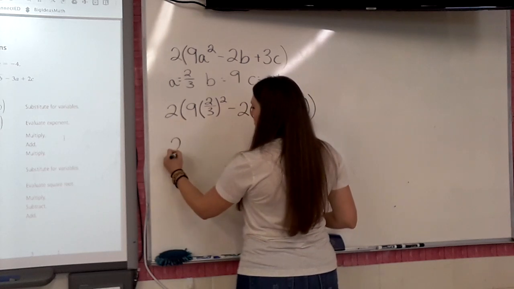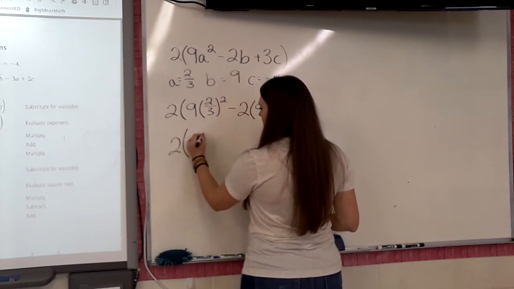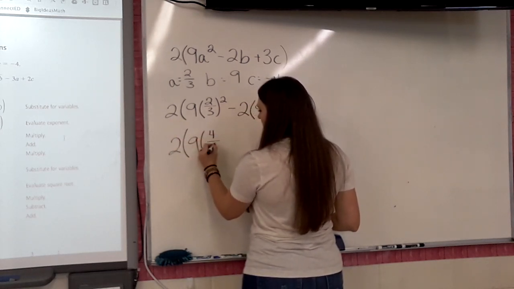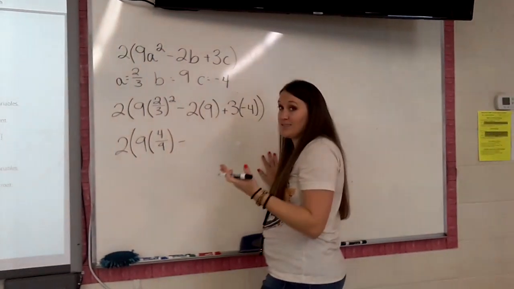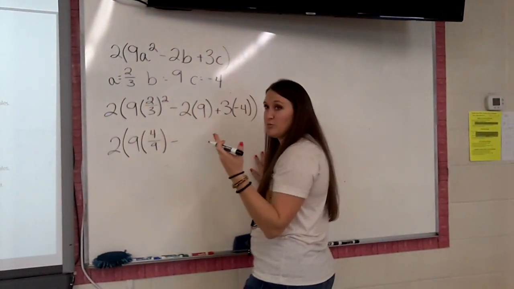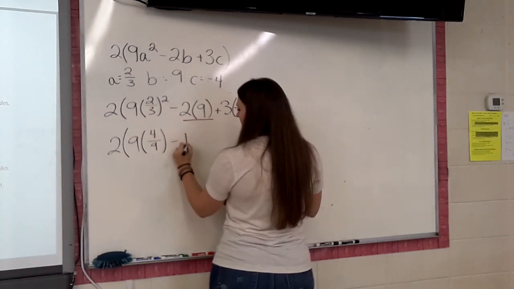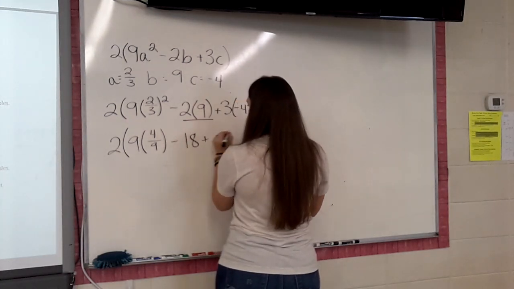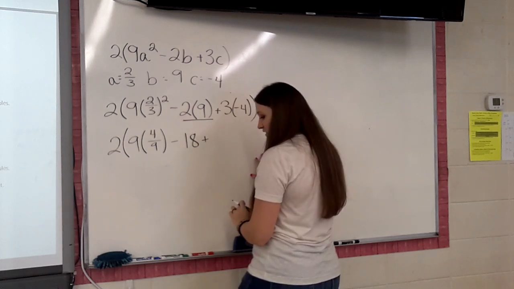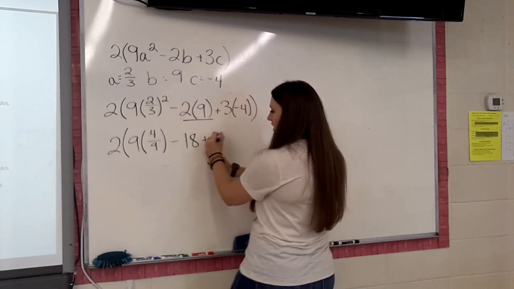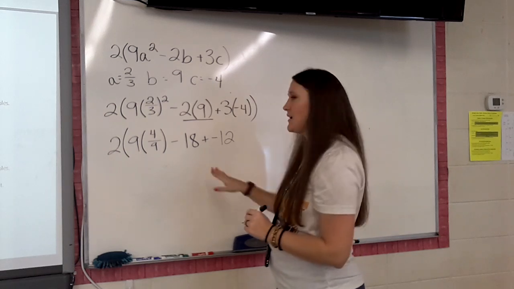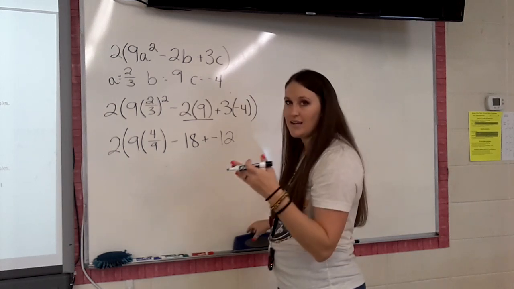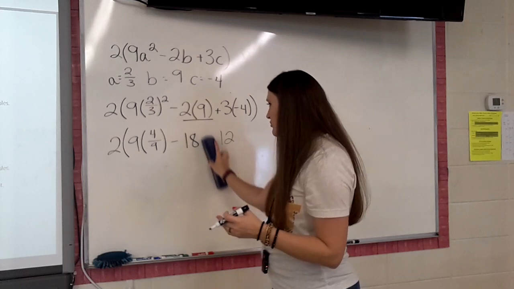So I have this 2 out front, 9 times 4 over 9 minus, and I'm going to go ahead and multiply some stuff because that's what comes after exponents. It's multiply or divide. 2 times 9 is 18. 3 times negative 4 is negative 12. So I have plus negative 12. That is the exact same thing as just saying minus 12. Negative and minus are interchangeable.